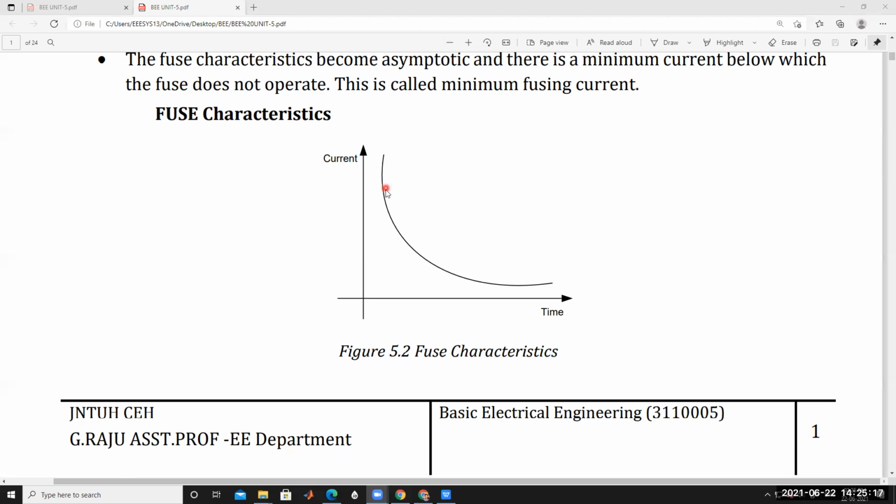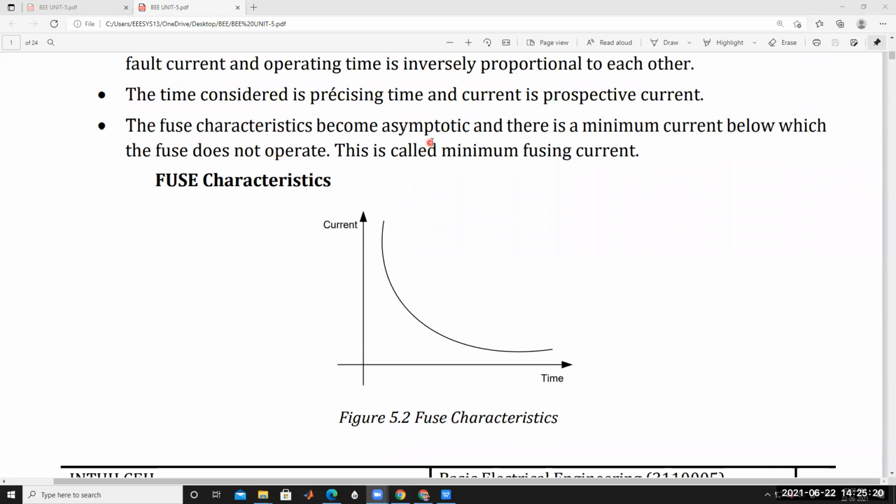Understood? So here the fuse characteristics become asymptotic, and there is a minimum current below which the fuse does not operate. This is called the minimum fusing current. It's clear? The minimum current below which the fuse does not operate is known as the minimum fusing current. This is very, very important. What is meant by fusing current? We will get questions like that: explain minimum fusing current.